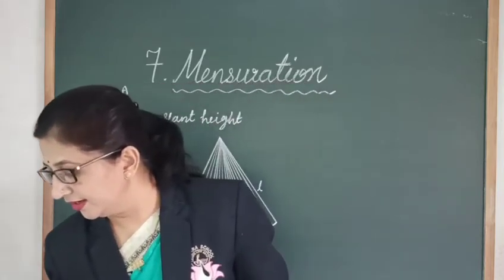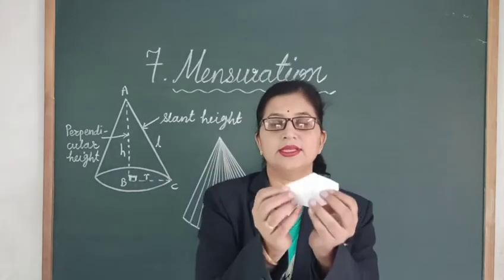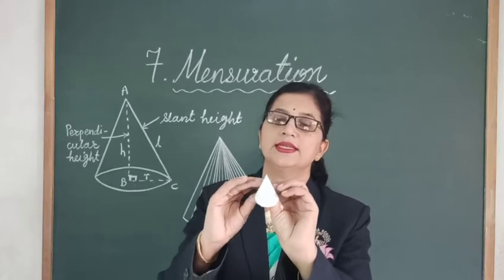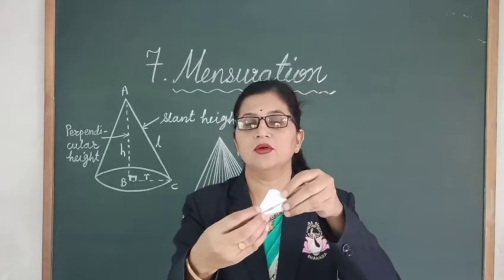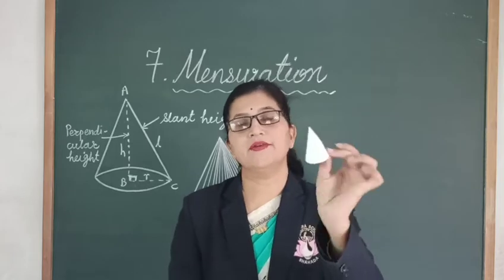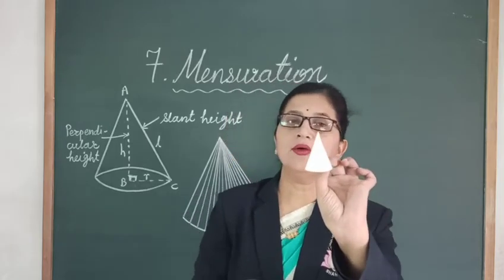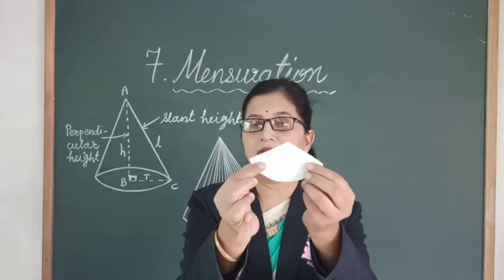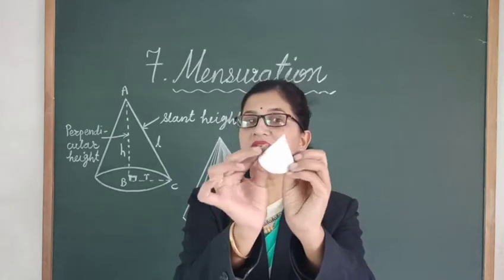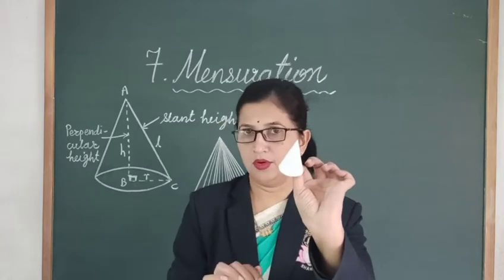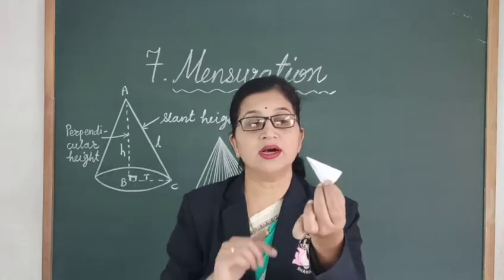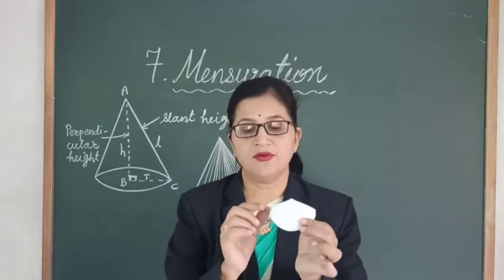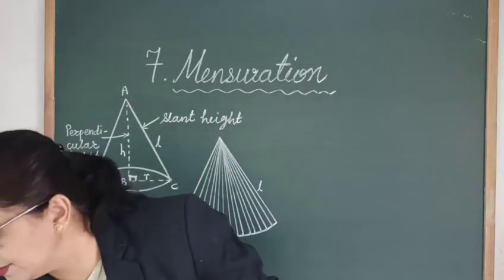For that, here this is the net for a cone. If we join this in this way, we get a cone. Now the area of this paper is the curved surface area of the cone. How do we find the area of this paper? For that, let's do one small activity.